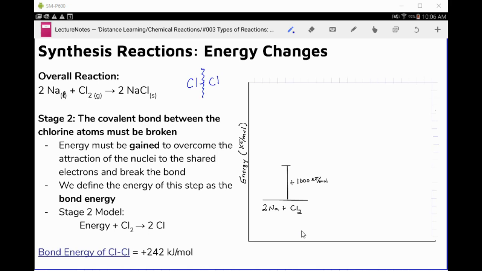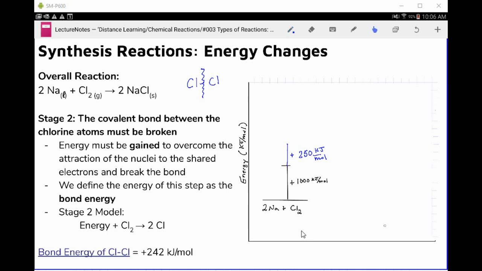Using that chart, I found the bond energy for the single bond between 2 chlorine atoms, and that's 242 kilojoules per mole. Now, I only have one of these bonds I need to break, so in order to break this, I would need to gain, again, about 250 or so kilojoules per mole.